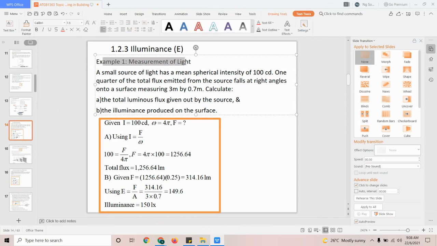Okay, so example 1. In this example, you're given a light source which has an intensity of 100 candela. And as mentioned here, only 1/4 of this total flux falls at a right angle onto the surface, and this surface is given by this area. You're required to calculate the total flux given out by this light source and the illuminance produced on the surface.